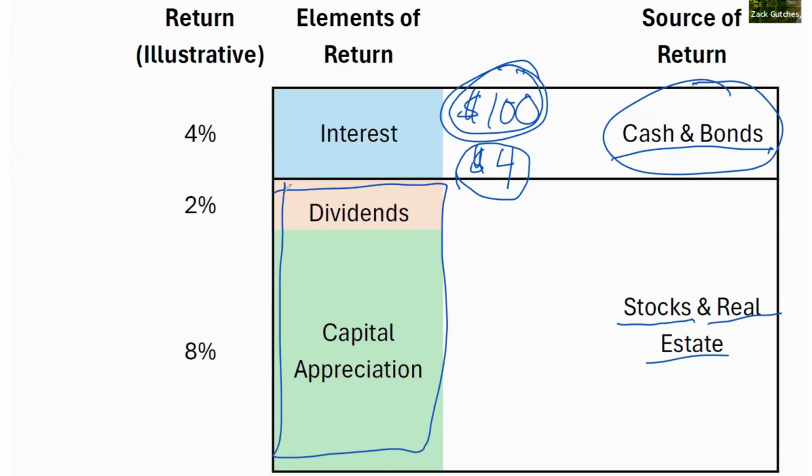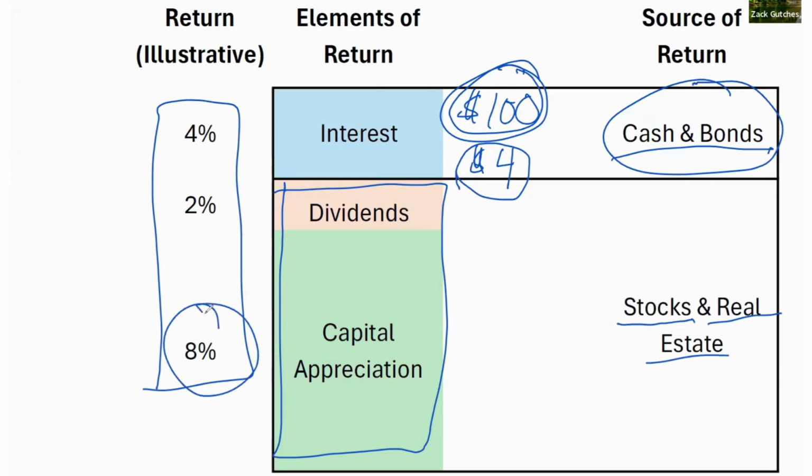Now, if you look historically, dividends have made up about 2% per year, and then capital appreciation has been the biggest element of return. It depends on which time period you look at, but if you look at the longest time period available that we have data, it's been about 8% from capital appreciation. Again, these are not guaranteed in any given year. All of these are changing in any given year.